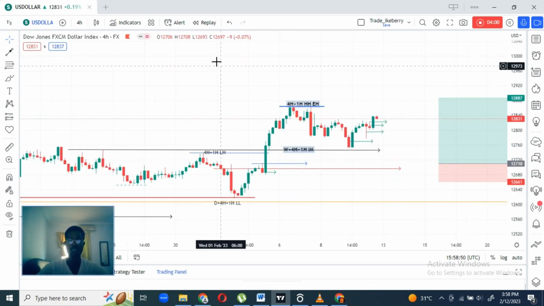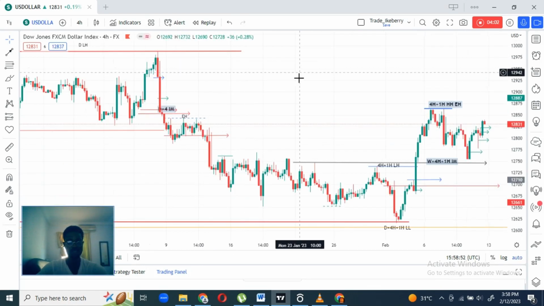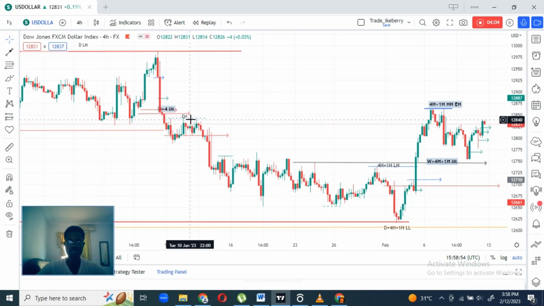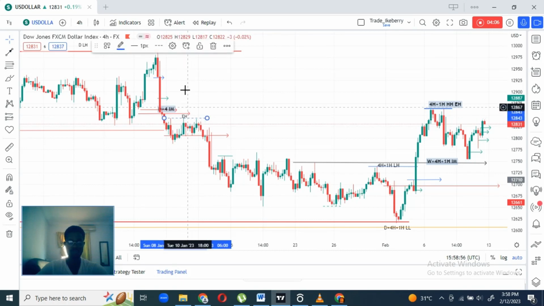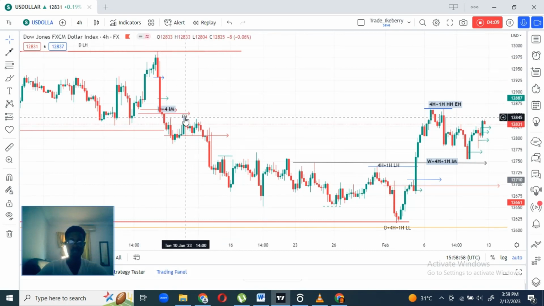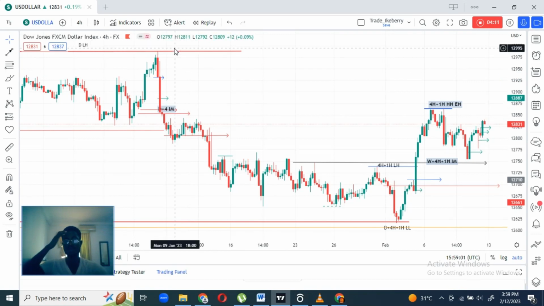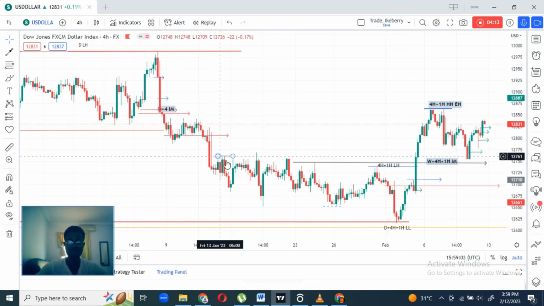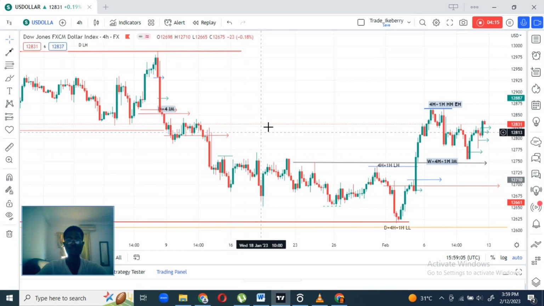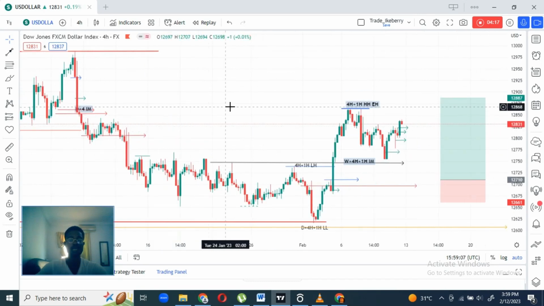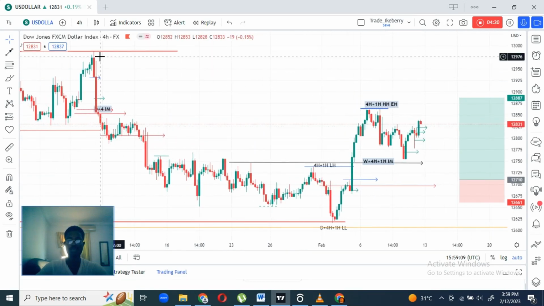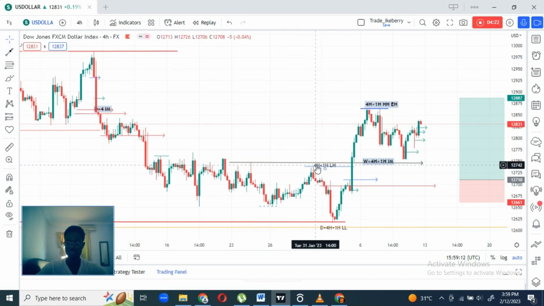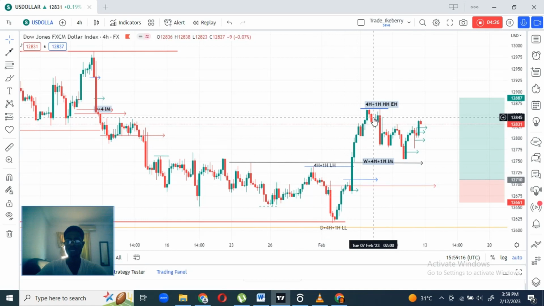Back to the 4H. On the 4H, we found some liquidity here that has been taken off. Let me clear this one. As I was saying, we have this 4H previous lower high and 4H lower low. Price came out to break this 4H lower high impulsively, and then we had a new 4H higher high and a higher low.